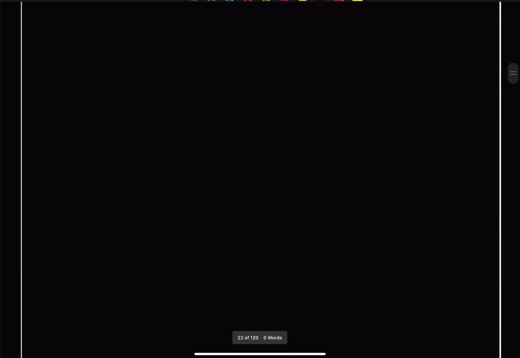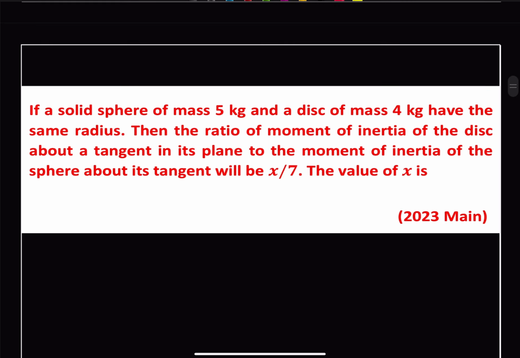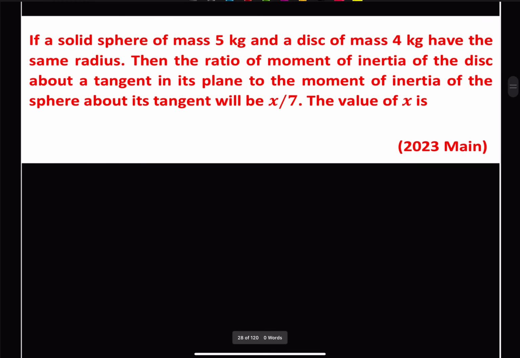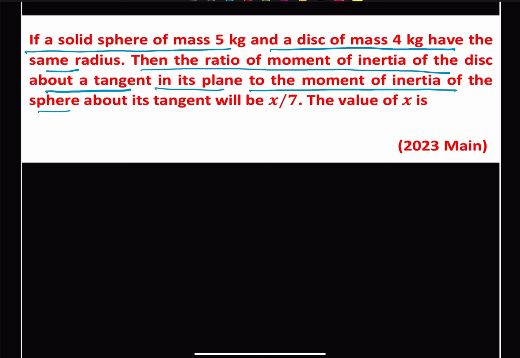So the value of x is 17. Next question. It states that if a solid sphere of mass 5 kg and a disk of 4 kg have the same radius, then the ratio of the moment of inertia of the disk about a tangent in its plane to the moment of inertia of the sphere about its tangent will be x upon 7. The value of x is. In this case, we have a solid sphere and a disk, and both moments of inertia are about the tangent.